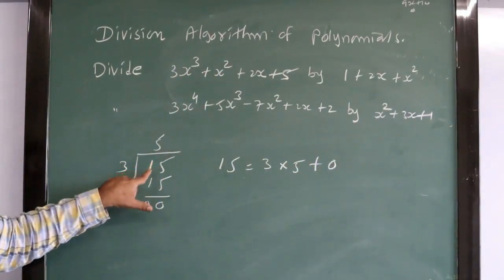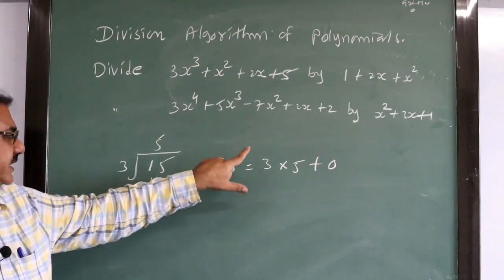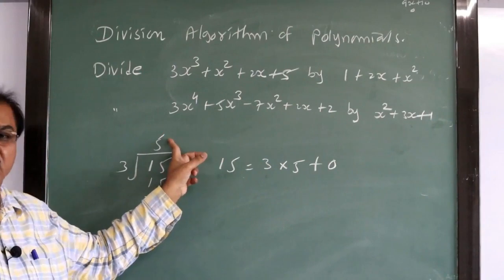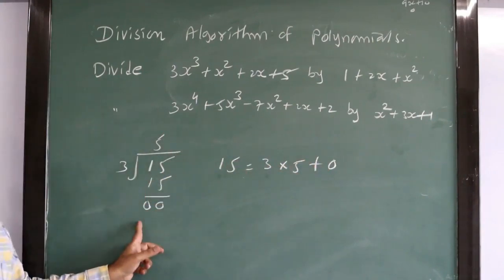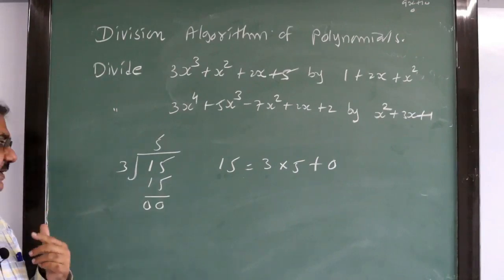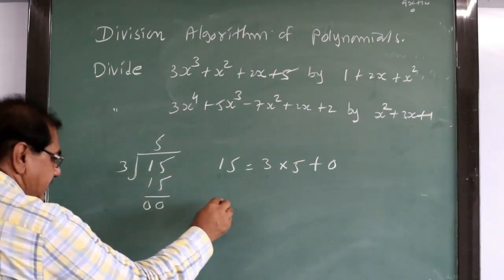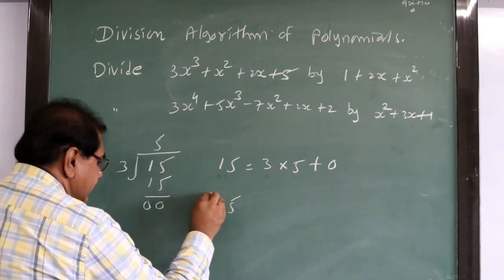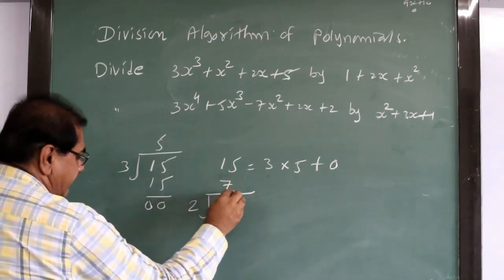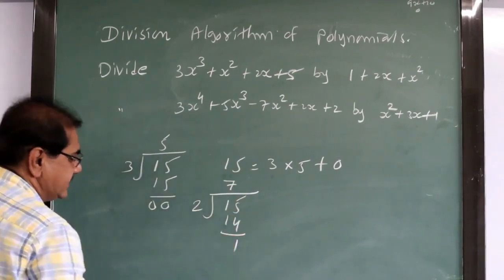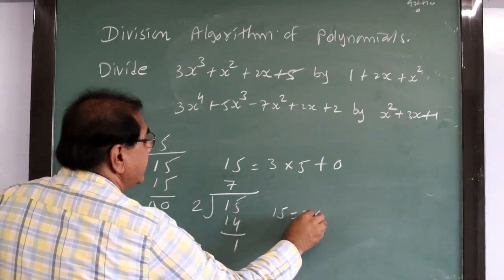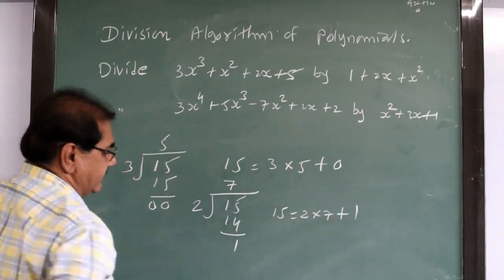So 15 here we call the dividend, 3 we call the divisor, 5 is called the quotient, and this 0 is the remainder. The same thing can be done in the case of polynomials as well. The same question, I change the divisor: 15 divided by 2. I say 2 7s are 14, 1 is the remainder. Now the equation becomes 15 is equal to 2 multiplied by 7 plus 1.